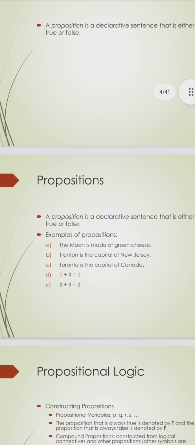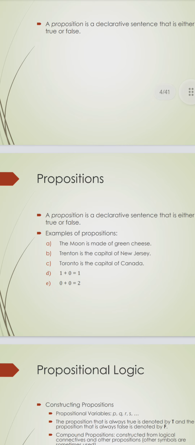Propositions. A proposition is a declarative sentence that is either true or false. If a declarative sentence is true or false, it is called a proposition. Examples of propositions: The moon is made of green cheese. This statement is a declarative sentence, so it is a proposition. Then another one, Toronto is the capital of New Jersey. Toronto is the capital of Canada. These statements are propositions.